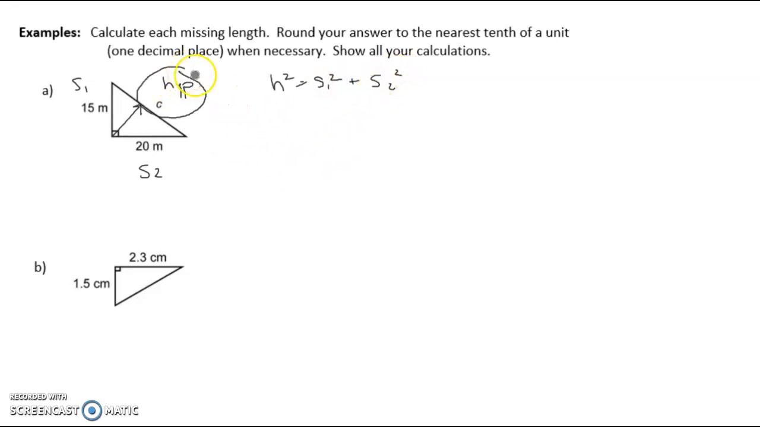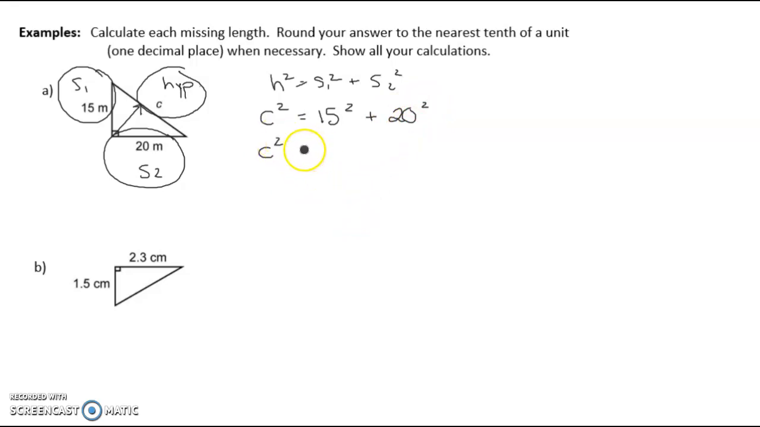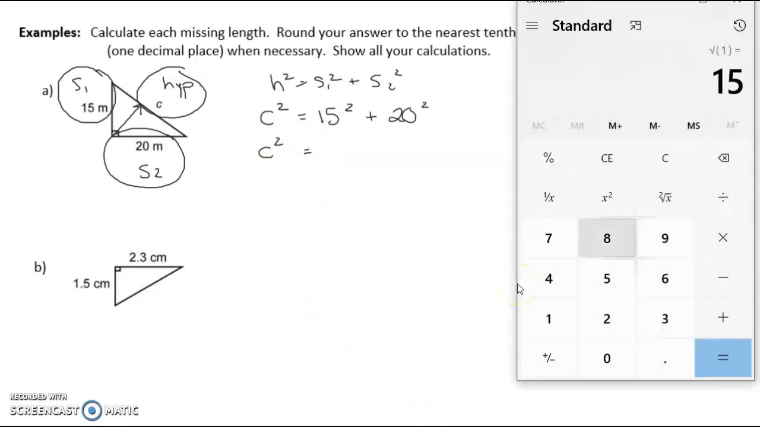So my hypotenuse right here is C, so I call it C squared. I keep my equal signs lined up. My side 1 is 15, so it's 15 squared, and I keep my plus, and then my side 2 is 20. So it's 20 squared. Okay? So now we're going to do some simplifying. So C squared equals, so 15 squared, you put that in your calculator. So 15 squared gives us 225.